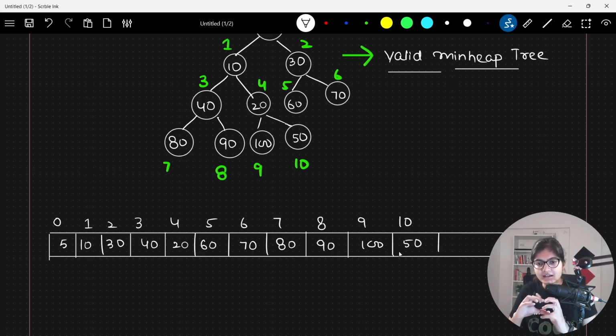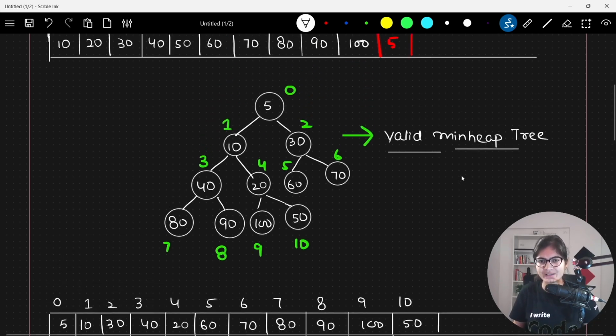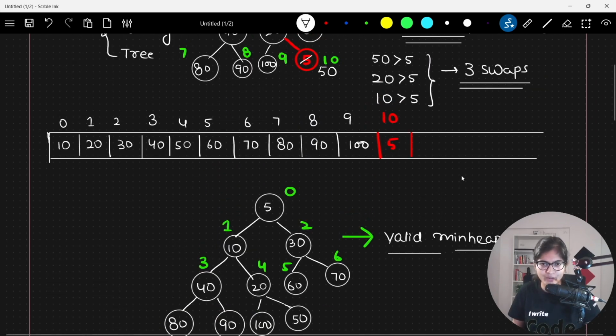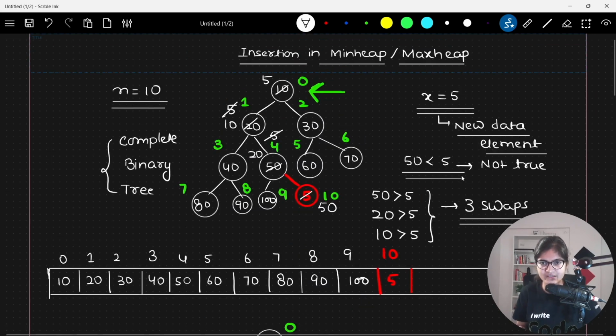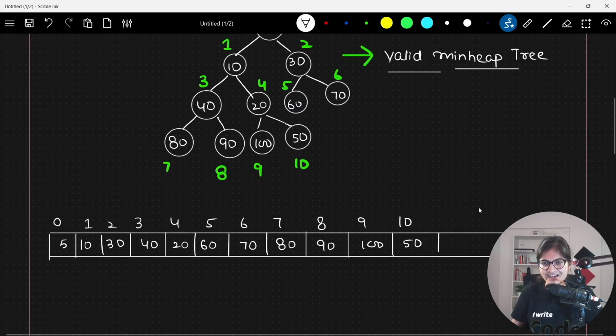So this is the complete min heap tree that you will get after insertion of a new element whose value is 5, right? After insertion of this element 5, this is the kind of tree which we will be able to get.